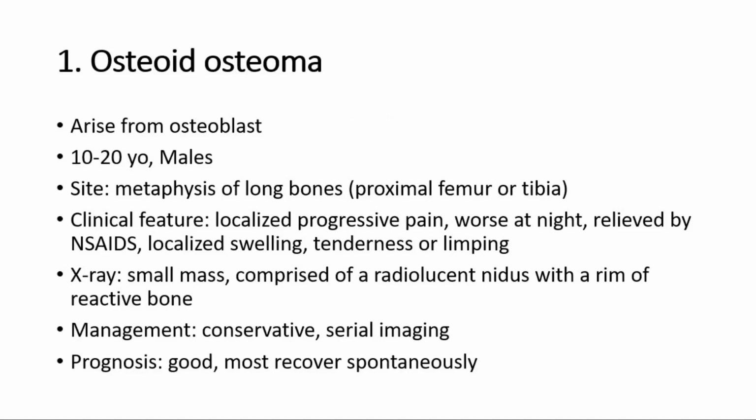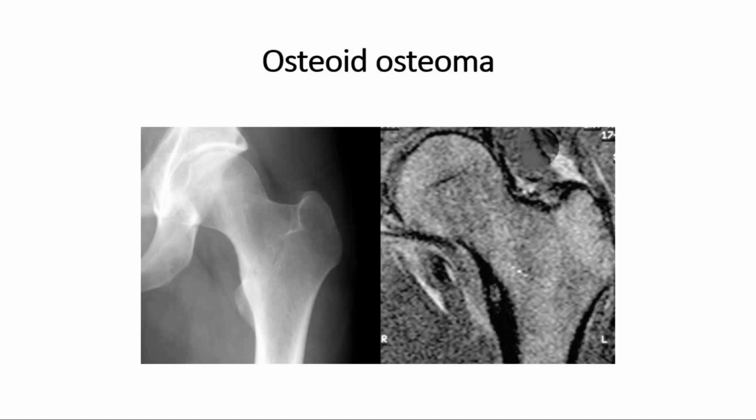First, osteoid osteoma arise from osteoblasts. Common site is at metaphysis of long bones, such as proximal femur or tibia. X-ray shows a small mass with radiolucency with a rim of reactive bone. Management is conservative, through serial imaging. Overall good prognosis. This picture shows an osteoid osteoma at the lesser trochanter.